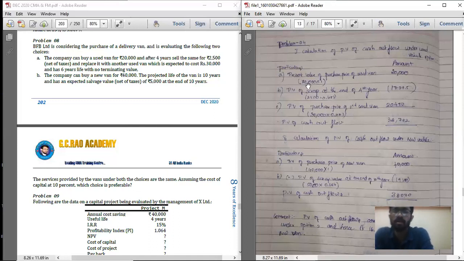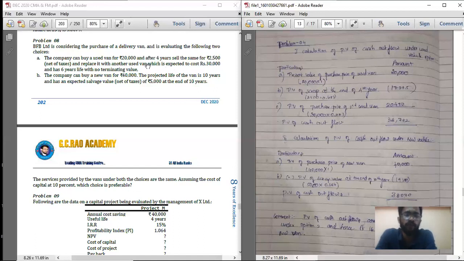Below that, 20,000 rupees is the cost, so within bracket 20,000 into what is the present value factor for today? It is 1. So 20,000 into 1. In the amount column record 20,000 in respect of small a. Below that, small b.